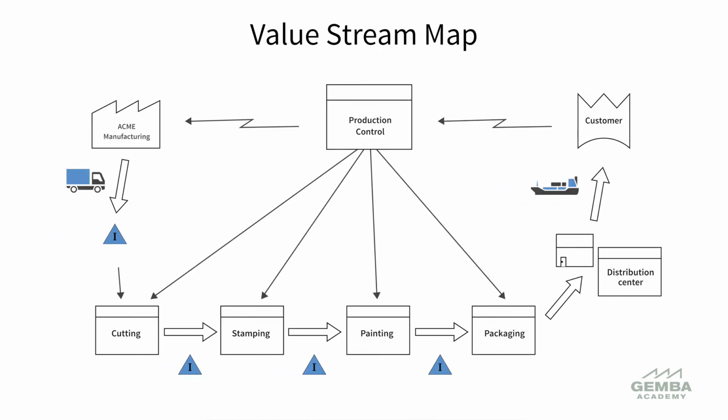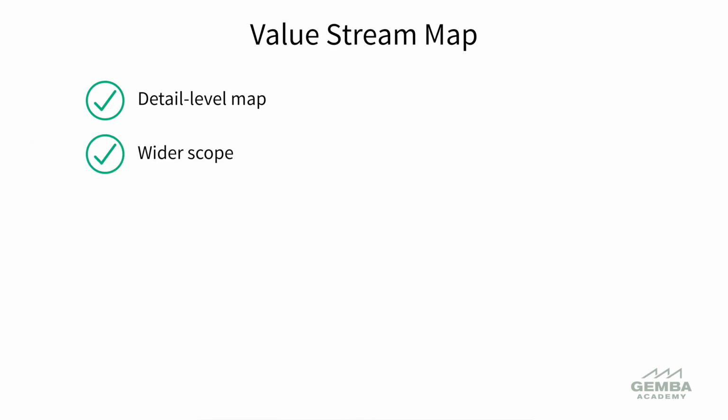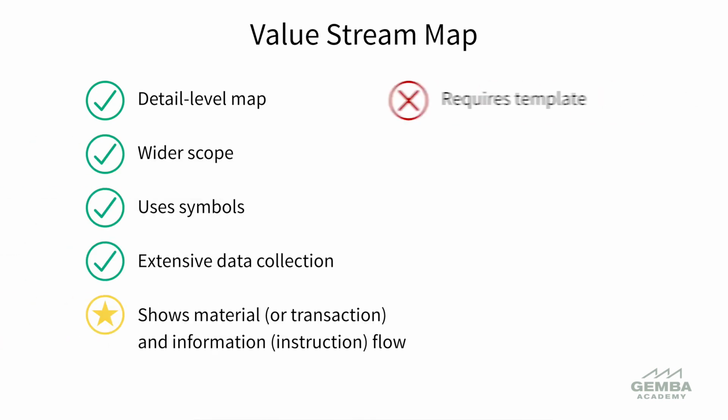The value stream map is the only tool that shows how both the material and information flow through a series of processes. It also requires more in-depth process observation and data collection than the other methods. Value stream maps introduce their own sets of symbols for mapping.